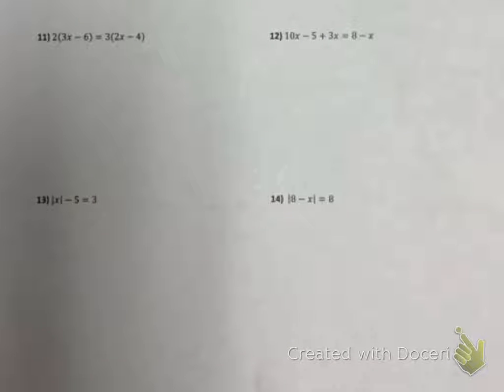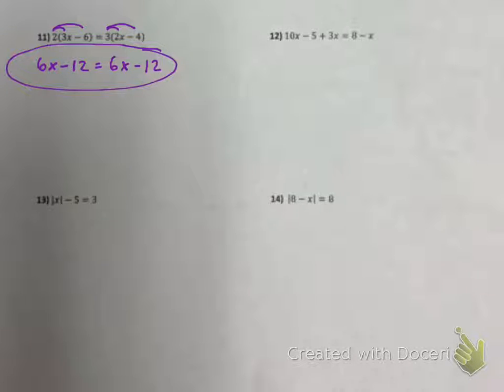Question 11, we need to simplify in the beginning on both sides of the equation. So we're going to distribute the 2 to both items on the left. So that gives us 6x minus 12. Then on the right, we're going to distribute the 3, so that gives us 6x minus 12. At this point, we should see that they're identical problems. Both sides are identical, so we call this an identity. Or we can say infinitely many solutions.